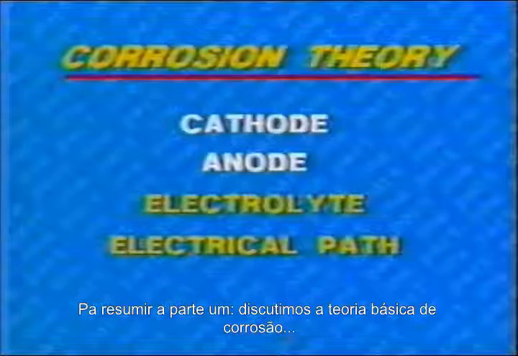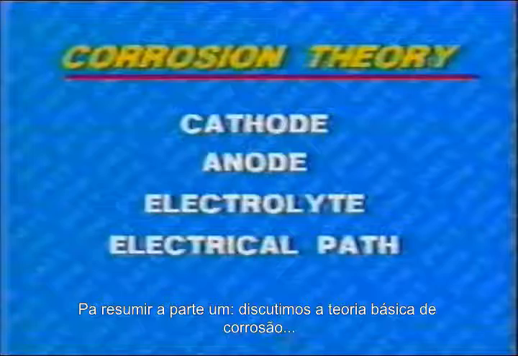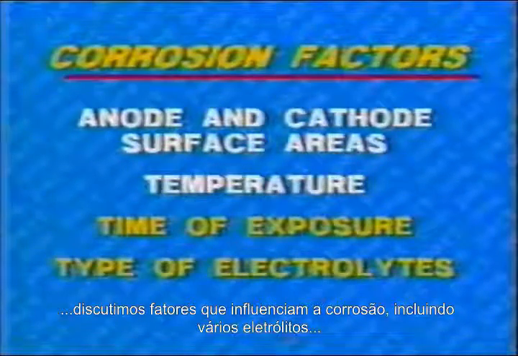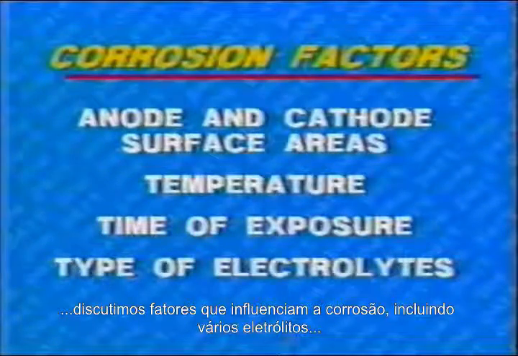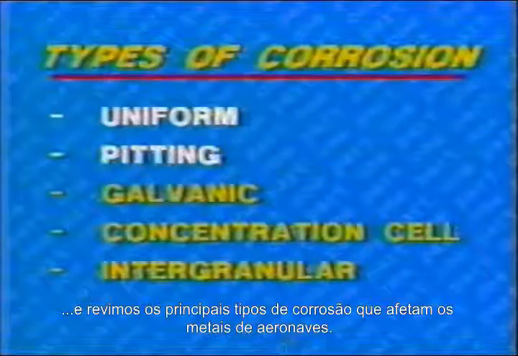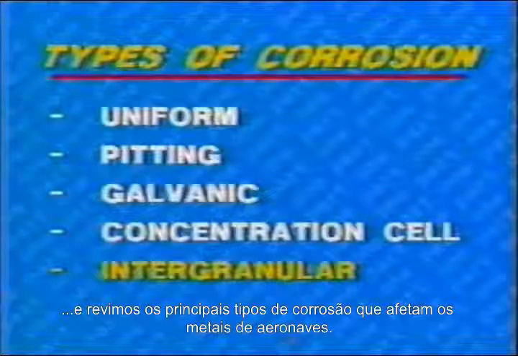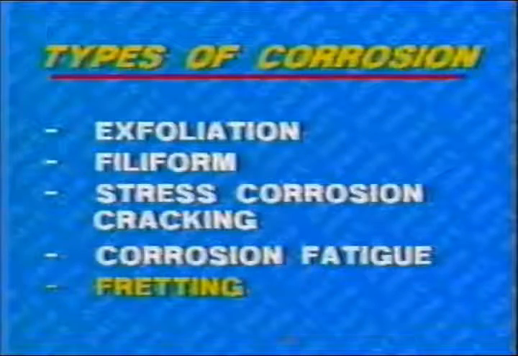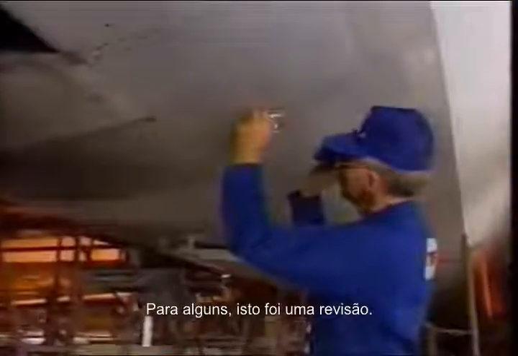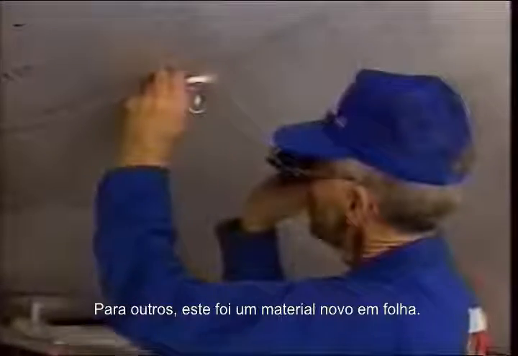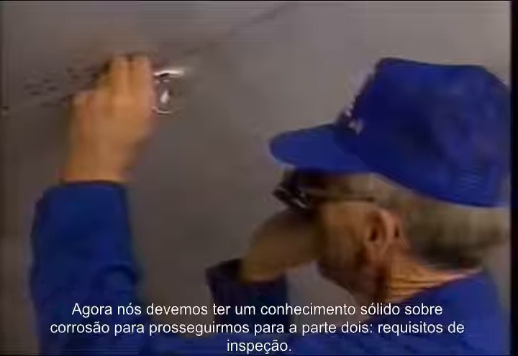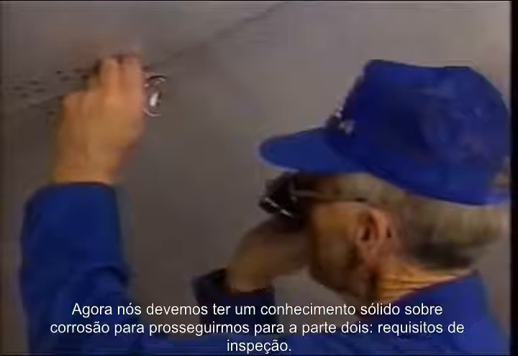To summarize Part 1, we discussed the basic theory of corrosion. We discussed factors that influence corrosion, including various electrolytes. And we reviewed the major types of corrosion which affect aircraft metals. For some, this was a review. For others, it was brand new material. We should all now have a solid foundation of corrosion knowledge to move to Part 2, inspection requirements.